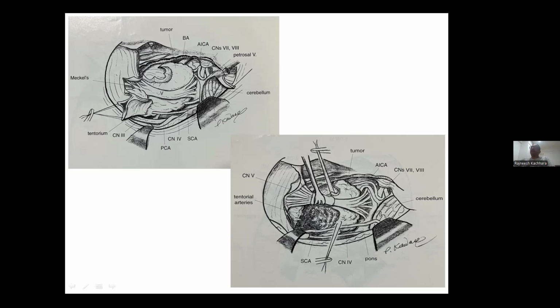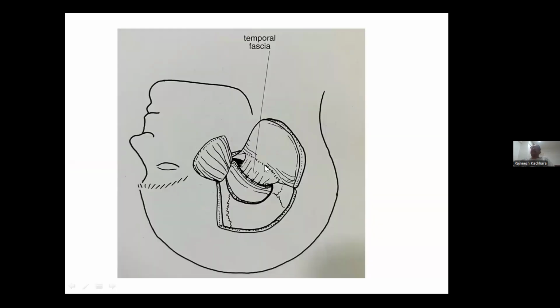Once the tumor is removed, it needs good repair. So this middle fossa dura and this temporal fascia can be stitched, and over that the temporalis muscle can come. And sometimes you need to put a fat graft in this tumor cavity so as not to have a CSF leak. So this is the brief idea about the basic approach, what the Kawase approach means.